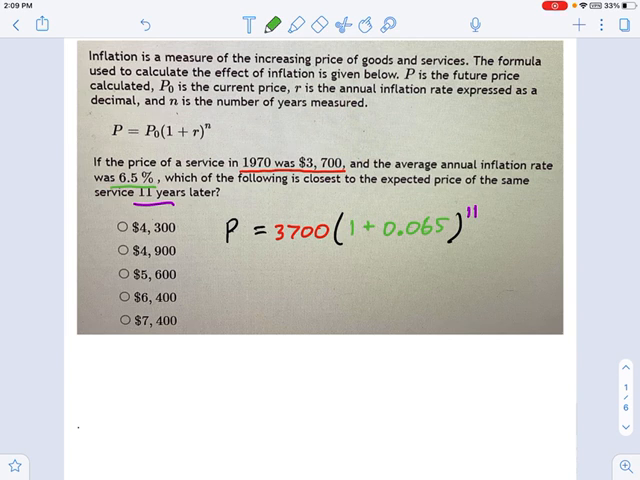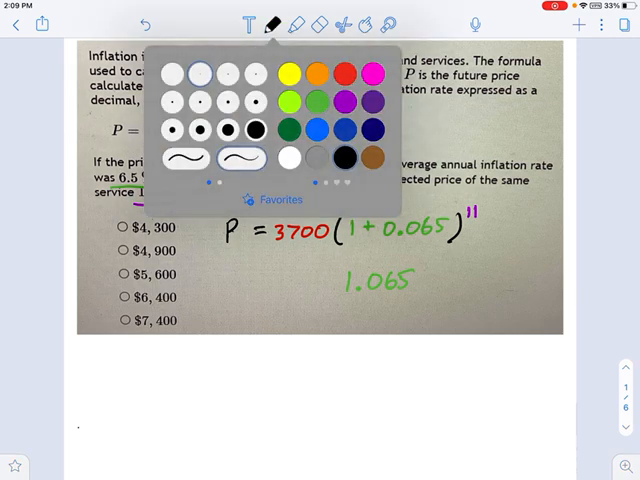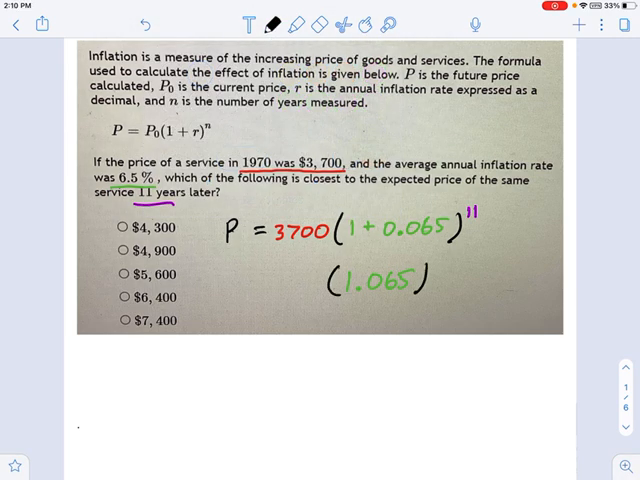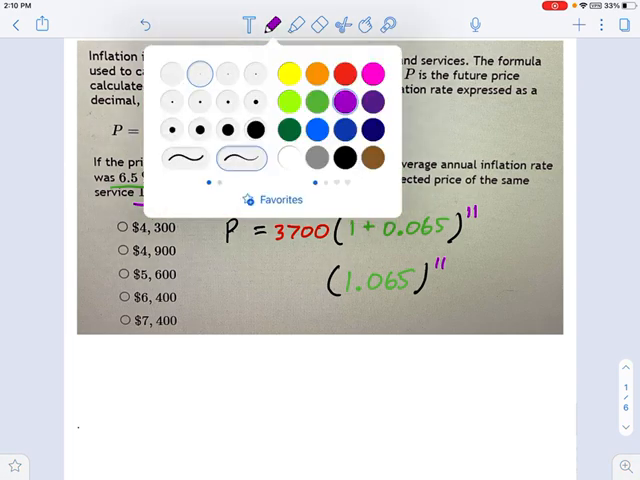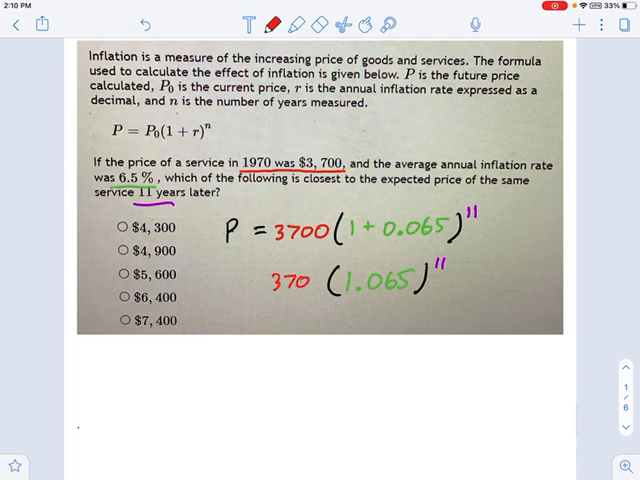If you want to plug everything in all at once in your calculator, that's fine. Most calculators can handle it. You'll just have to keep an eye on your parentheses. Okay, but first thing you might do is the inside of the parentheses, and then handle the exponent, and then do the multiplication on the outside. Or if you just want to punch it all into the calculator, don't make any whoopsies, and we'll see what we get. So 3,700 times parentheses 1.065 to the 11th power.